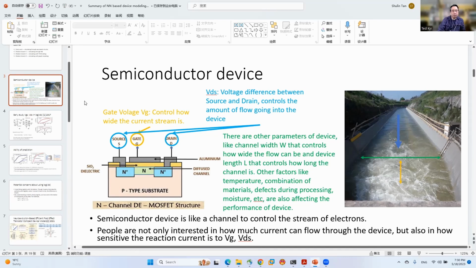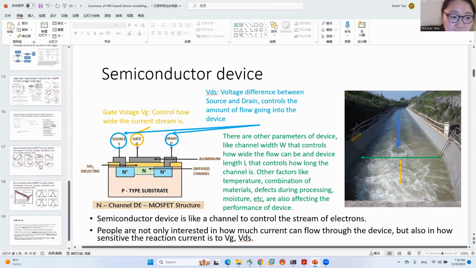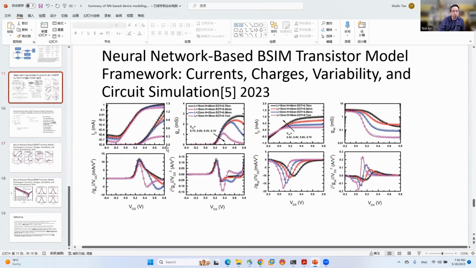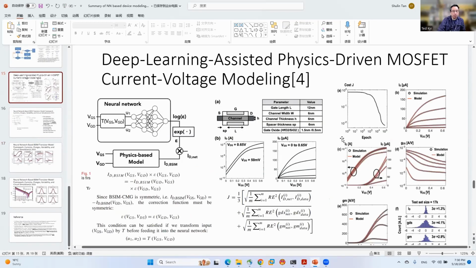Sholin, if I could jump in, it looked like everything you showed, you were always predicting the current. It wasn't that sometimes you were predicting something else. Grant, I don't know if they're ever changing around what they want to solve for. I think they also predict the capacitance, but they build another neural network for that. They build two neural networks, one for current, one for capacitance. So it's not like they're ever trying to predict VDS, I don't think.